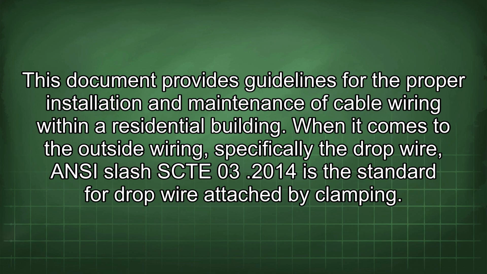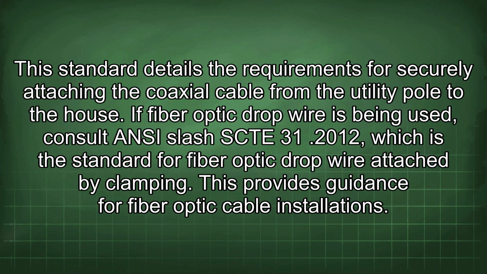When it comes to the outside wiring, specifically the drop wire, ANSI/SCTE 3, 2014 is the standard for drop wire attached by clamping. This standard details the requirements for securely attaching the coaxial cable from the utility pole to the house. If fiber optic drop wire is being used, consult ANSI/SCTE 31, 2012, which is the standard for fiber optic drop wire attached by clamping. This provides guidance for fiber optic cable installations.